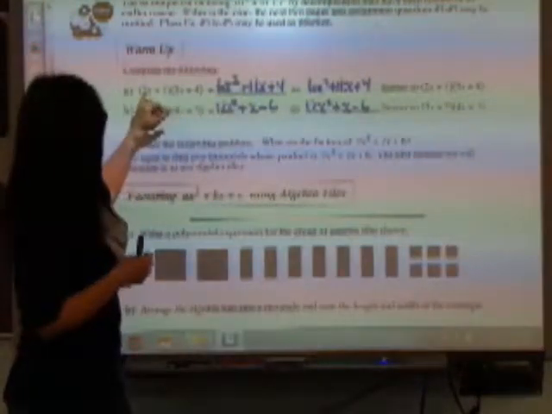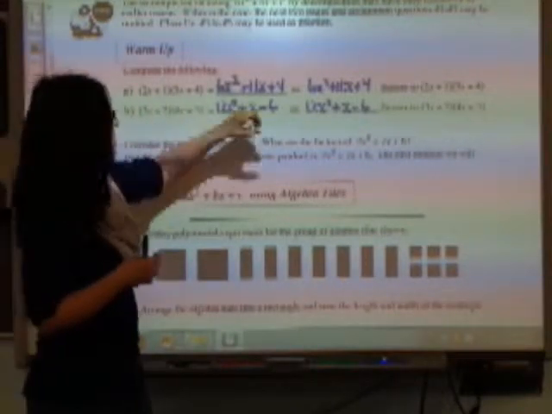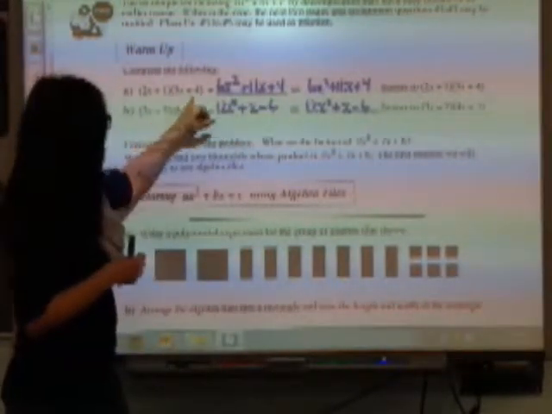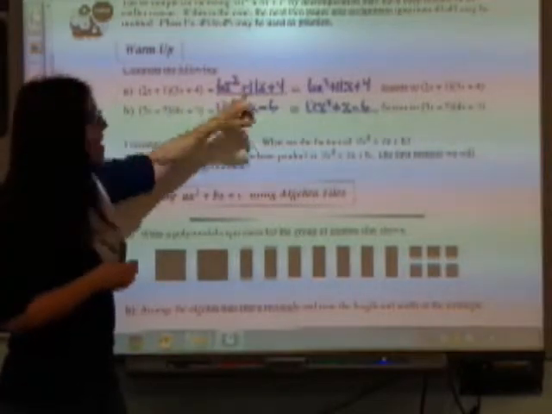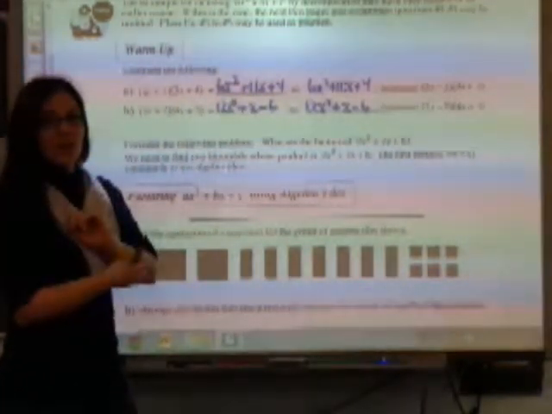So how do I get the 6x squared? By multiplying the first terms. How do I get the 4? By multiplying the last terms. And then how do I get this 11? So we'll look at a strategy for doing those types of questions.